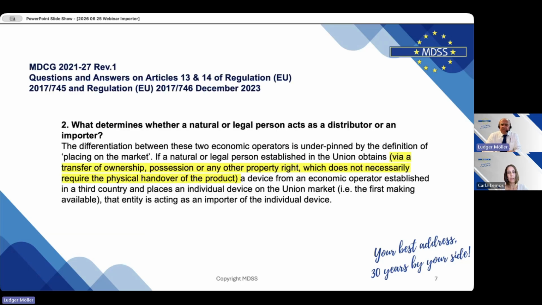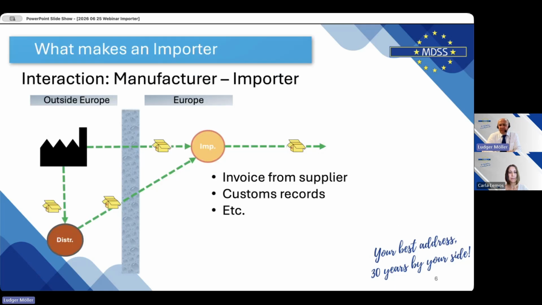So, and then there's another thing which is being utilized differently than what it was meant for. In the MDCG document 2021-27 there are questions and answers concerning importers and distributors, and what determines whether a natural or legal person acts as a distributor or an importer. So it becomes clear the differentiation between these two economic operators is underpinned by the definition of placing on the market. So again, I was saying the importer here, he is placing the product on the market.